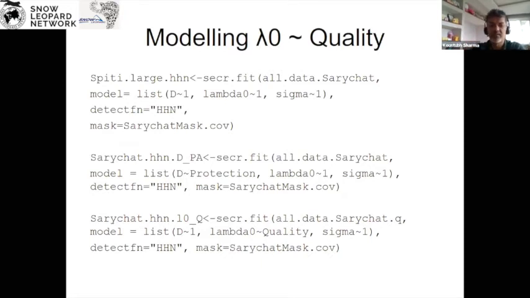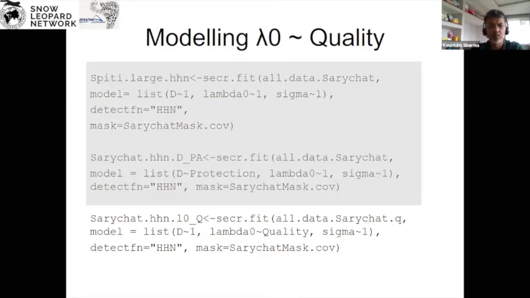And when we run this, where is the model? Yeah, so these are the previous 2 models, where we had assumed density to be constant, lambda 0 to be constant, sigma to be constant. And there was another one where we tested density to be a function of protection, but lambda 0 was constant and sigma was constant. Now we are testing a model which we are calling sarichart.hhn L0 as a function of Q. How do we define it? Density is constant, lambda 0 is a function of quality. That's all. Now, where is this quality listed?